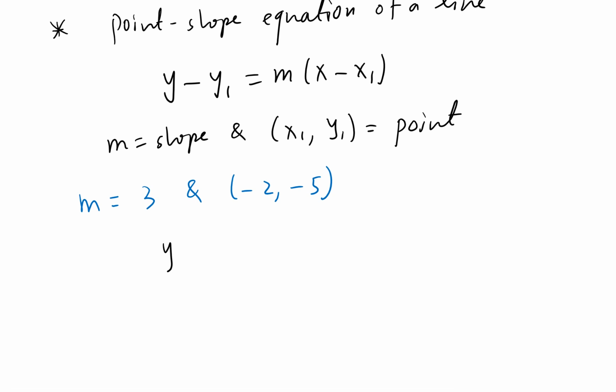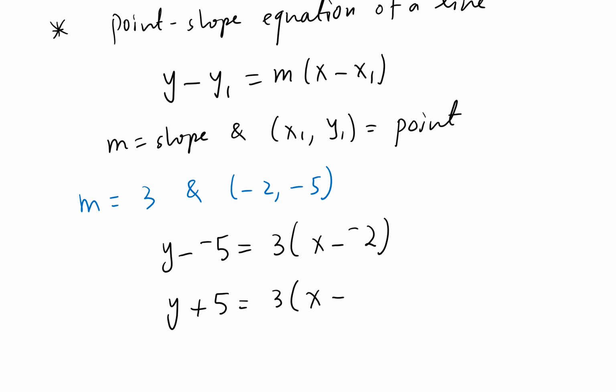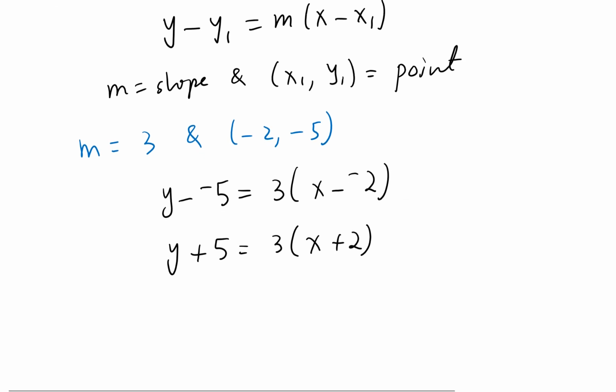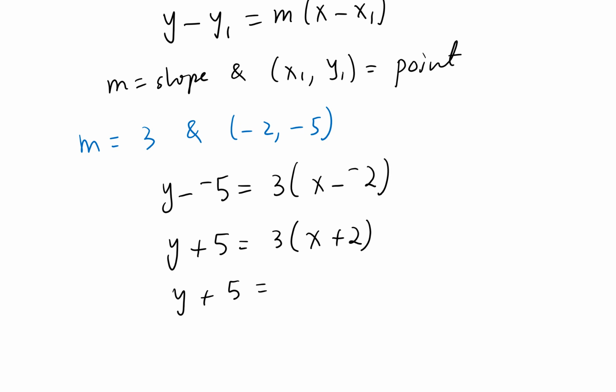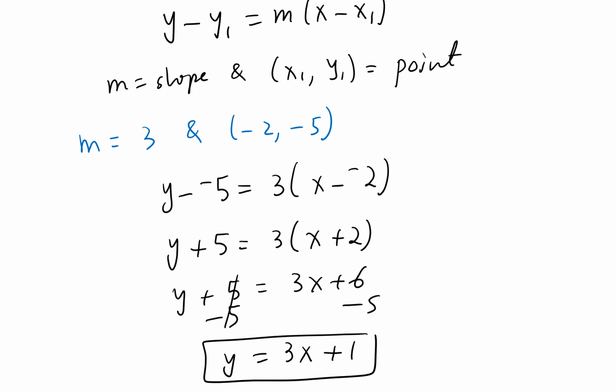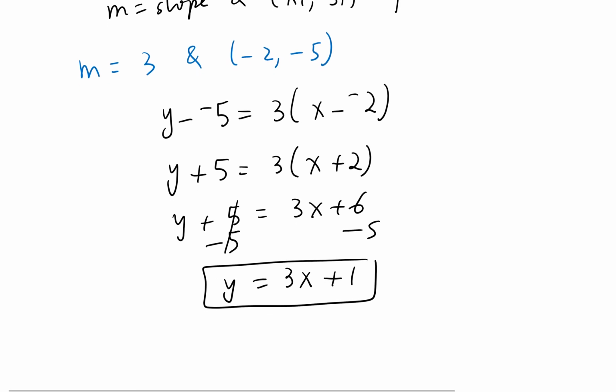Let's see what we get. y minus y1, -5. Slope is 3. x minus x1 is -2. We have to simplify. Negative negative is positive. 3 times x plus 2. Then multiply by 3. You get 3x plus 6. Subtract 5 on both sides because I want to get y by itself. So that gives me 3x plus 1. So we get the same answer as the previous example.